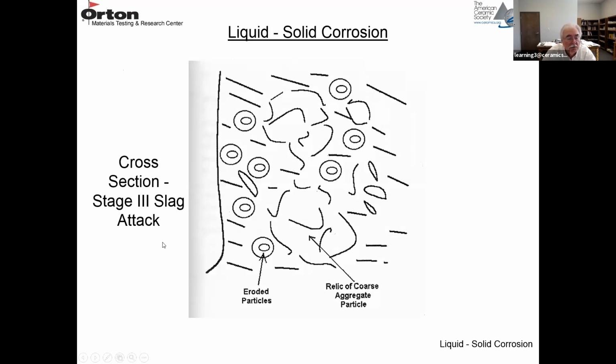So this is what stage 3 slag attack might look like. It's hard to recognize the original refractory, but there's relics of the coarse material. Some of the medium-sized aggregates are floating into the slag, and there's complete penetration and dissolution of the matrix.